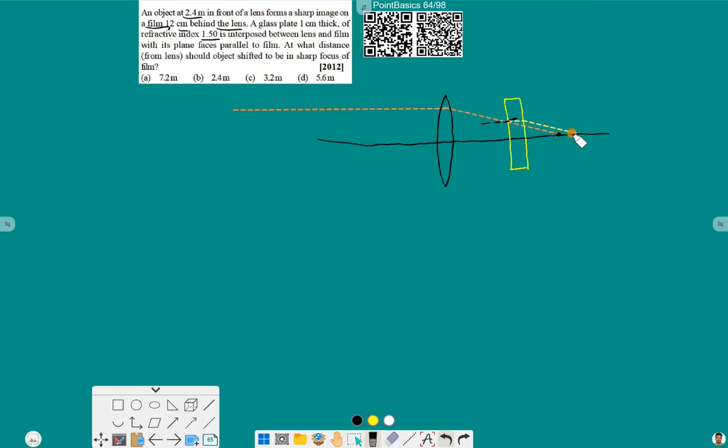So this will basically be the shift between the U and V, and this shift will be caused due to this glass plate. That shift, delta D, is equal to thickness of the slab into 1 minus 1 by mu. Here thickness is 1 centimeter, and it will be 1 minus 1 by 1.5, that is mu, and this is equal to 1 by 3 centimeter. So this difference is 1 by 3 centimeter here.